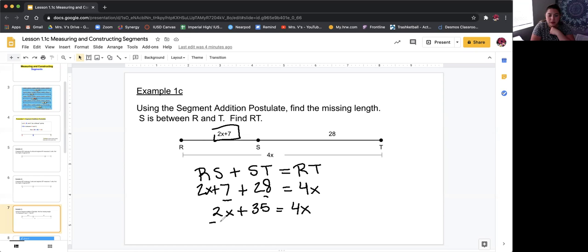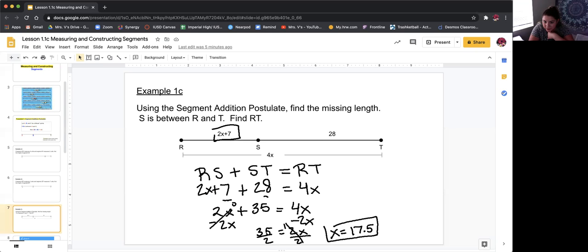I'm going to subtract 2x because it's my next step. This goes to 0. I now have 35 equals 2x. And now I'm going to divide by 2, divide by 2. This simplifies to 1, and I have x equals 35 divided by 2, which is 17.5, or 17 and a half. However, I'm not done. I need to find the segment RT. And RT, if you notice, is what? 4x.